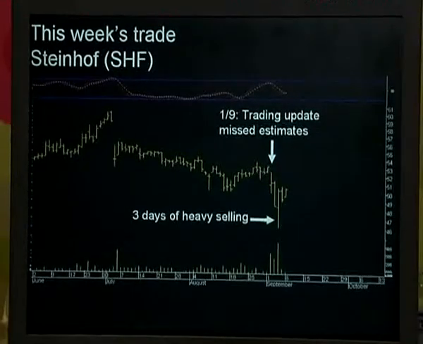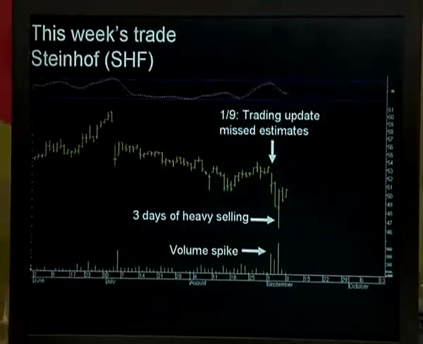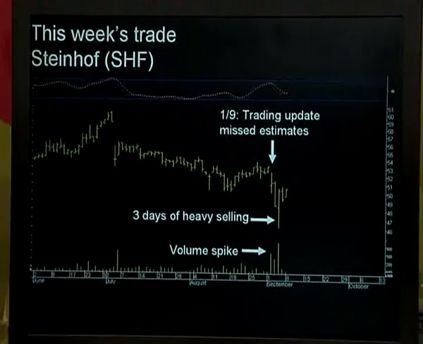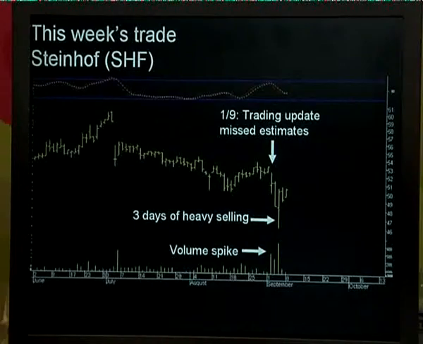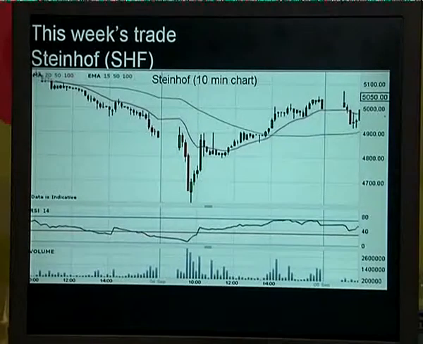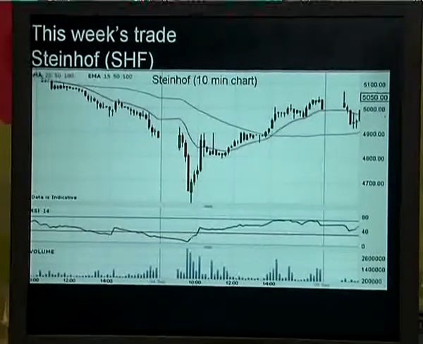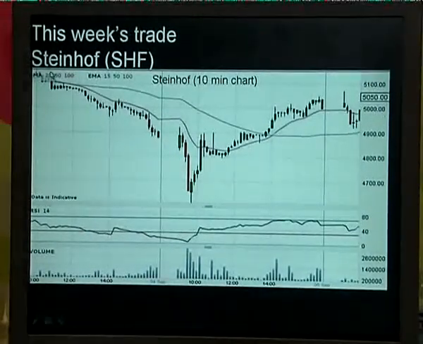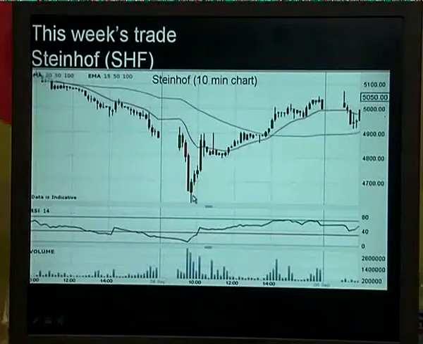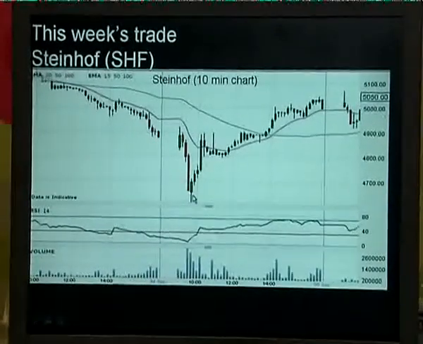And over the 3 days of selling, we saw the volume spike. So you can see all of the criteria came together here for this 3-day rule. If I then look further in and have a look at an intraday graph of Steinhof, this is now a 10-minute chart. You can see the heavy selling all the way from above 50 Rand, down, down, down. Then on the 4th of September, that was day 3 after the negative news had come out.